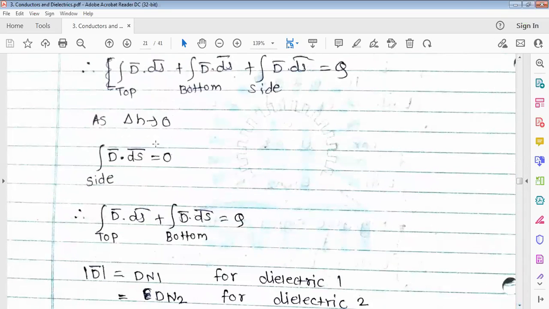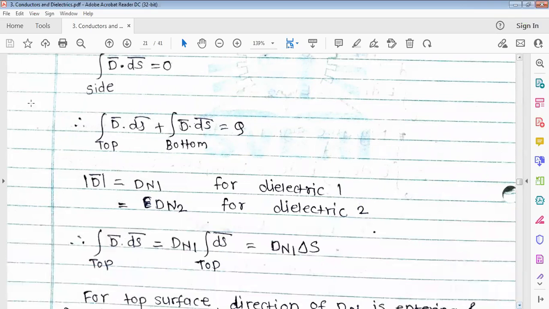As delta H tends to 0, the side integration of D bar dot dS bar is equal to 0. Therefore, the integration for the top of D bar dot dS bar plus the integration for the bottom surface of D bar dot dS bar is equal to charge Q. It is equal to charge Q because only the top and bottom surfaces will be present at the boundary and the side surface is equal to 0 there.